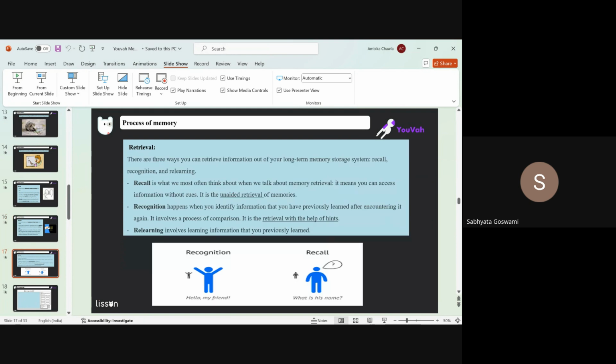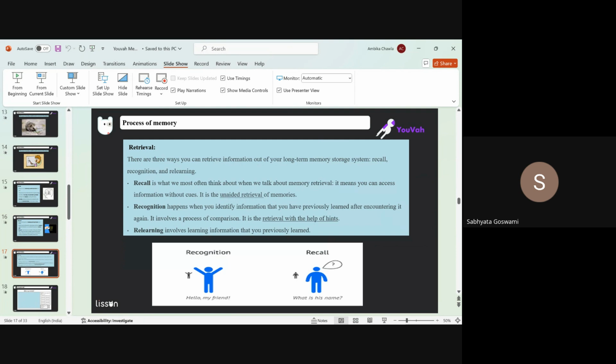All right, moving forward. Retrieval can basically be done in three major ways. One is recall, where we recall information or get back information from our storage without the help of any retrieval cues, just like you guys have been doing so far. You have been thinking about information and then getting it back without any particular retrieval cues, right?